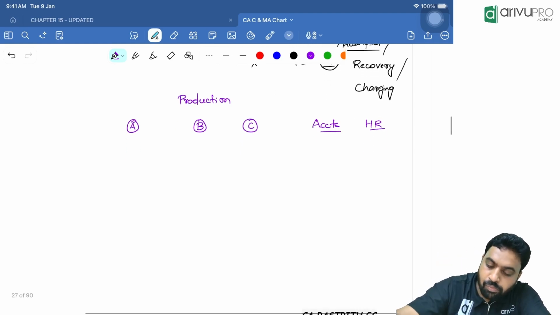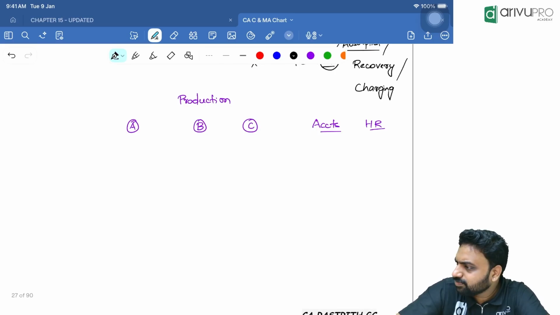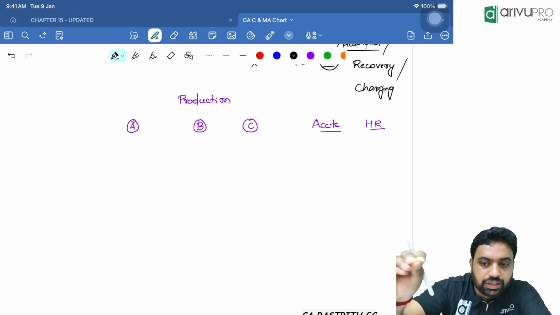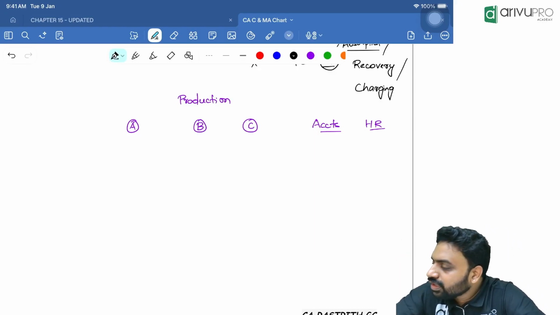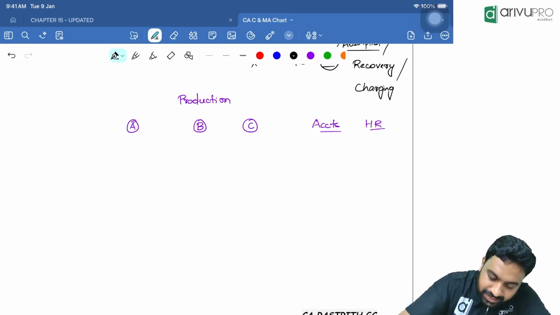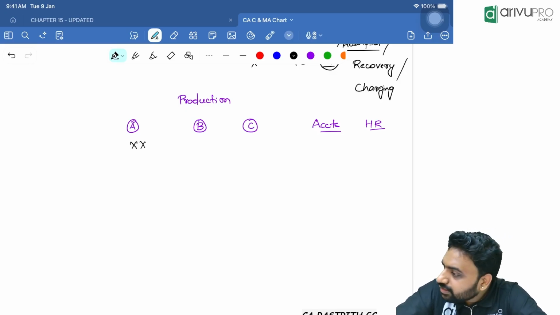Now, there will be a few overheads which you can trace exactly to a particular department. For example, Department A manager's salary, where will it go? Department A, right?